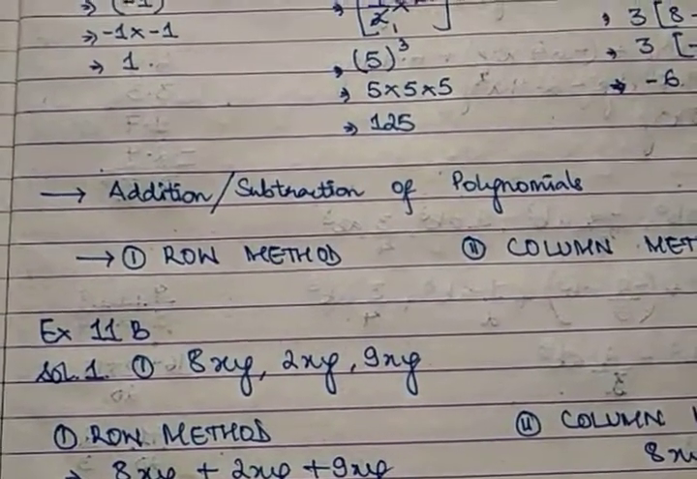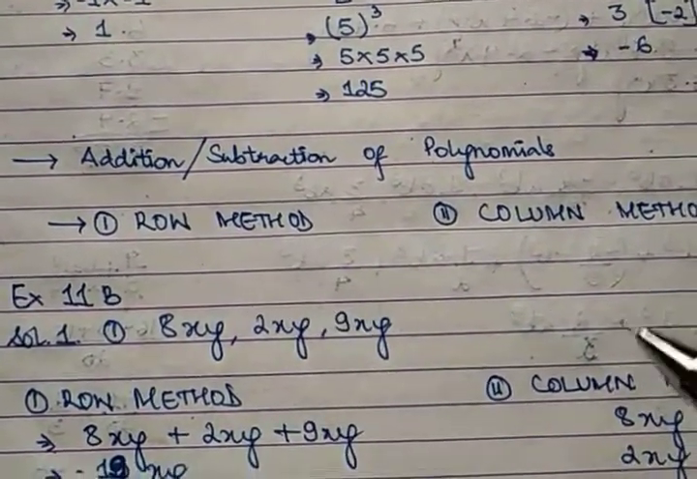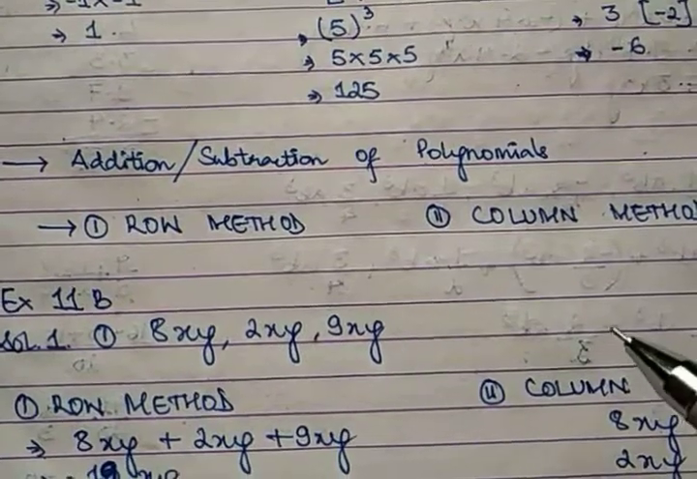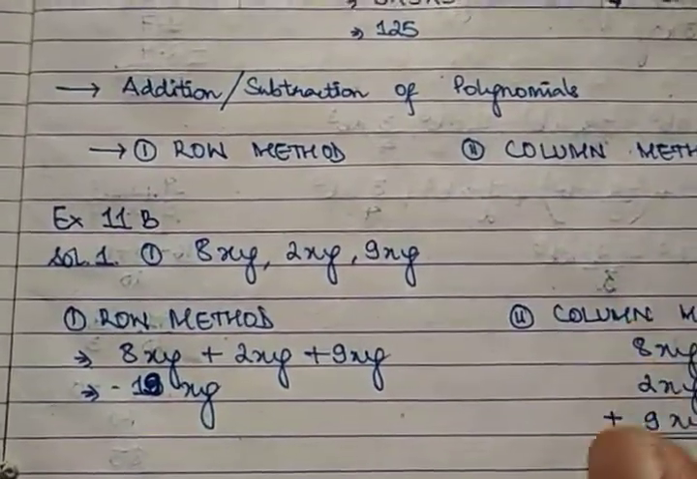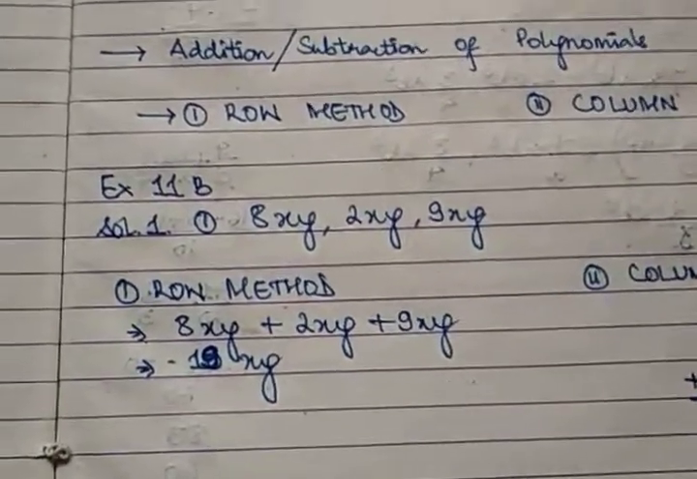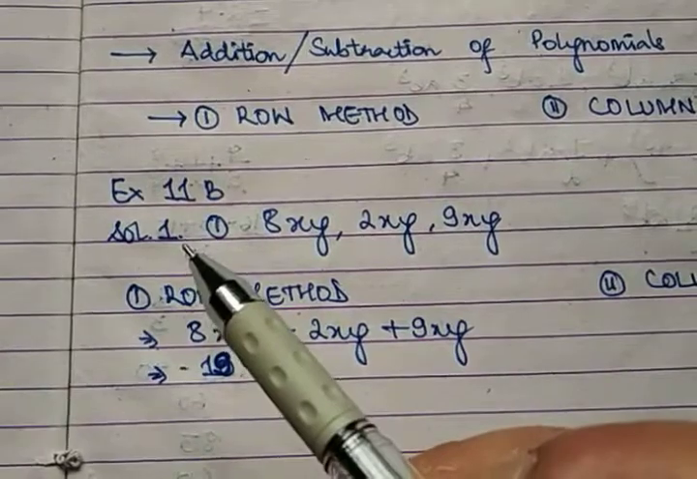Okay, so addition and subtraction of polynomials can be done in two ways. Number one, the first one is known as the row method, the second one is known as the column method. So we'll be doing both. Whichever method you find easier, you can go with that. Okay, so it's in exercise 11b. So exercise 11b, question number 1.